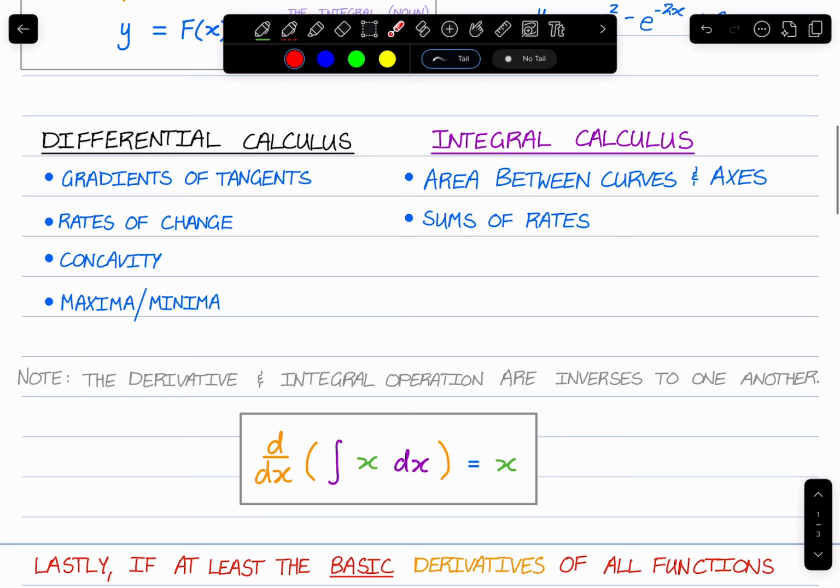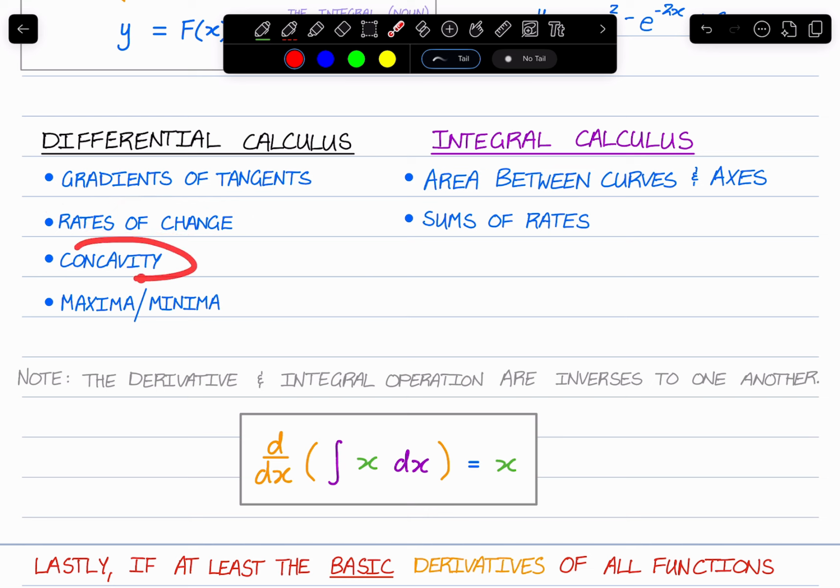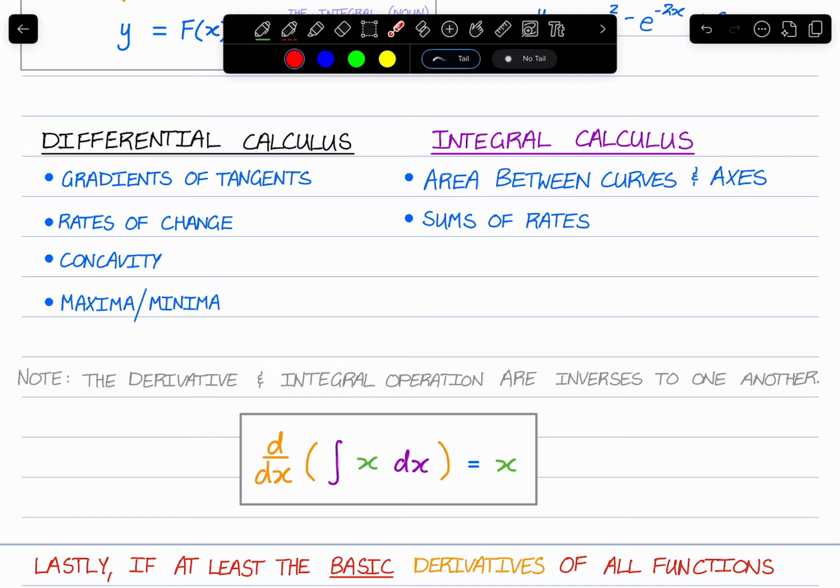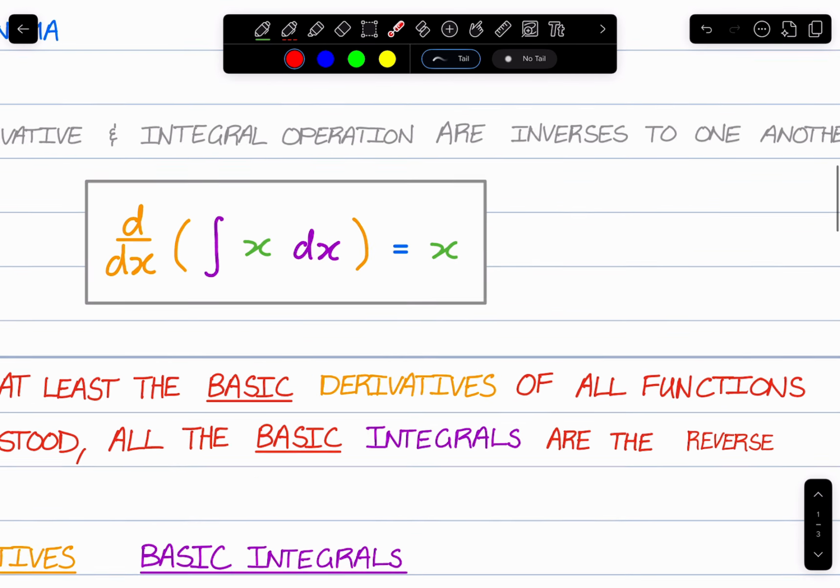Now, as for its different applications, in differential calculus we found gradients of tangents, rates of change, concavity, and the maxima or minima. Now, with integral calculus, we are concerned mostly with the area between curves and the axes, and the sum of rates.